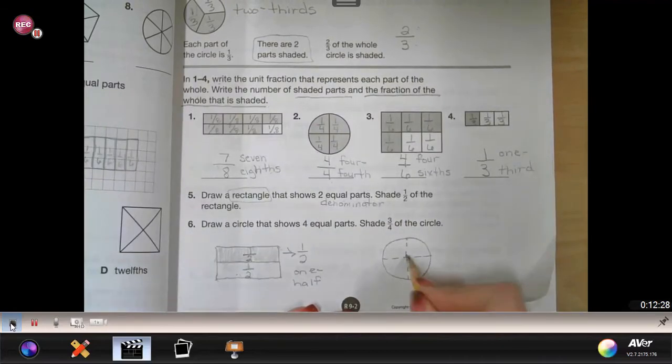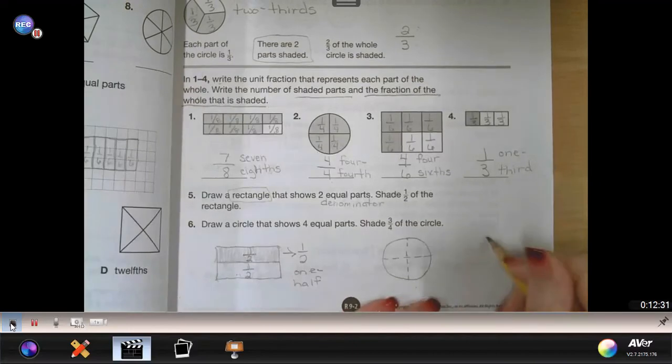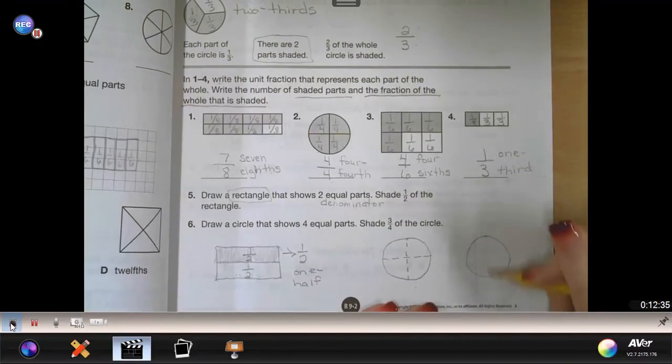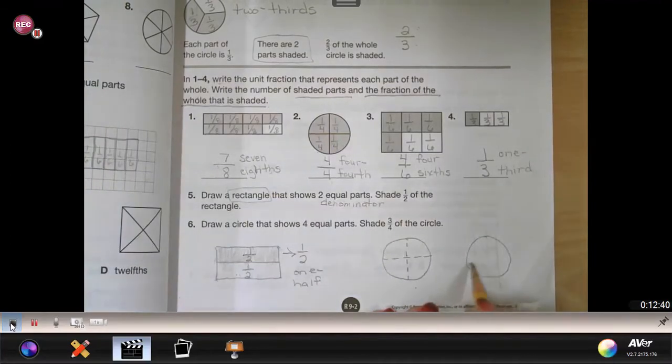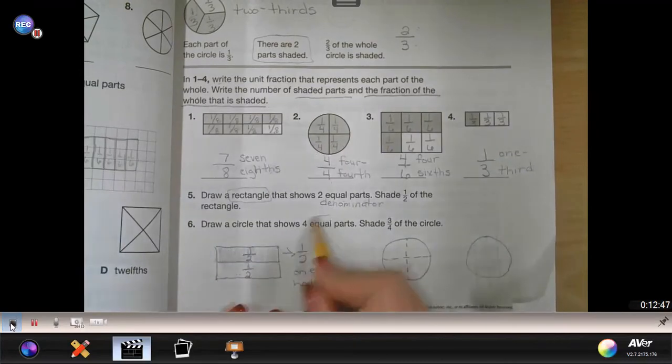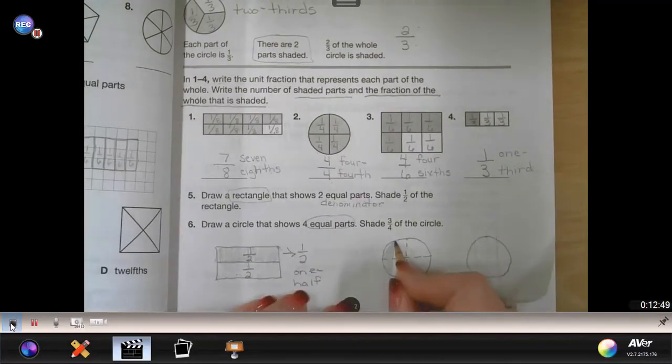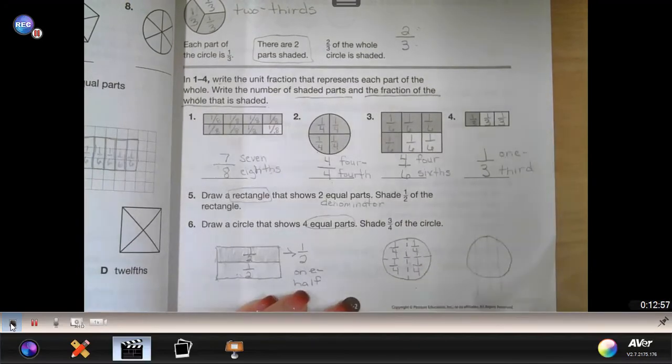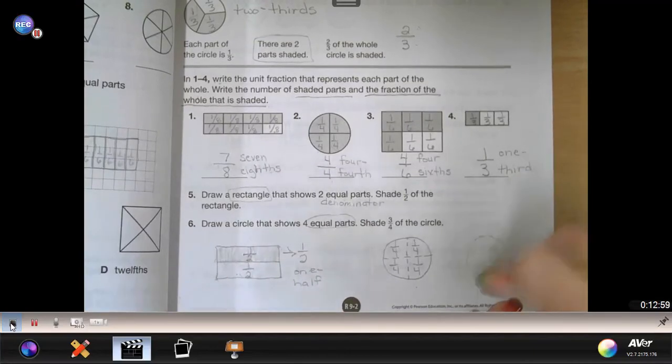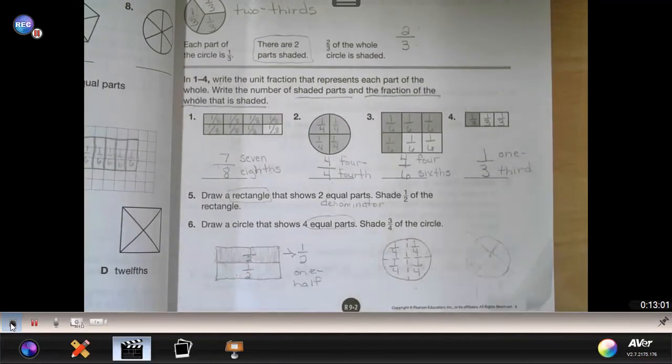Now remember, you can't just start, and this is the way you can't do it. You can't just start drawing lines down like that. These pieces are not equal to each other. So remember, the parts have to be equal. Equal parts, 4 equal parts. And we're going to label each one of these with our unit fraction of 1/4. Okay, so can't do this. This is a no-no.